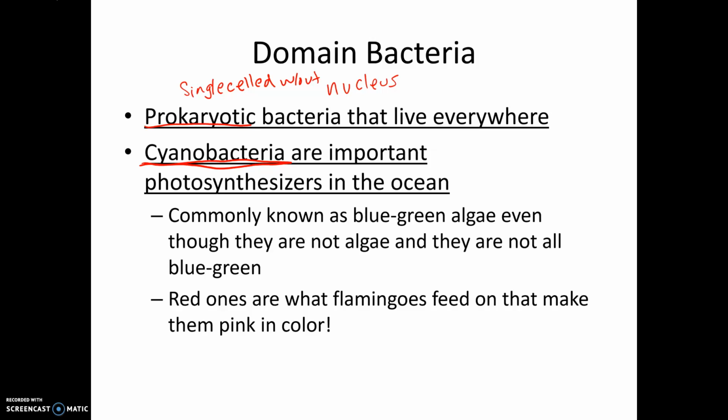So yes, we are taking that energy from the sun, but no, they are not plants. They are bacteria. Sometimes they're commonly known as blue-green algae. But the funny part about that is that they are not algae, and they are not all blue-green. Some types of cyanobacteria are red, and these red are usually fed on by flamingos, and it gives them that pink color. So that's kind of a fun fact here.